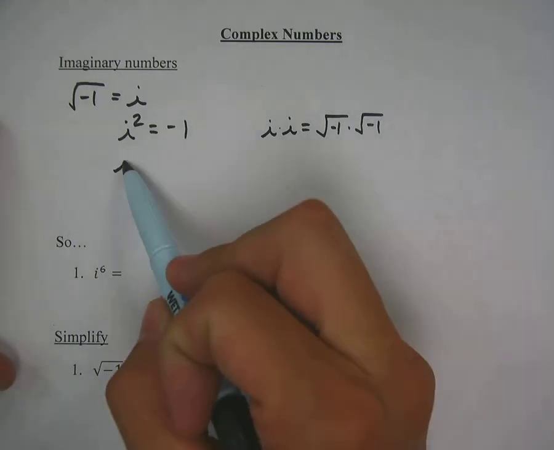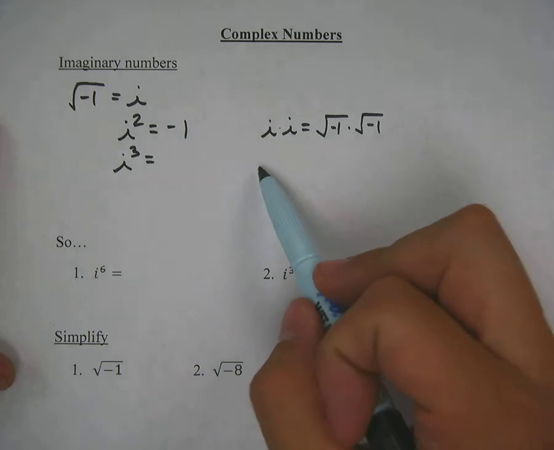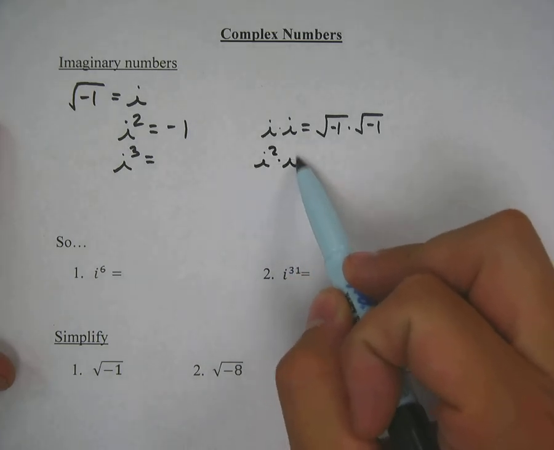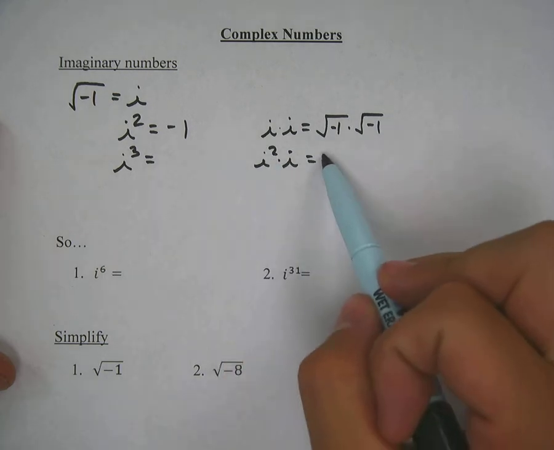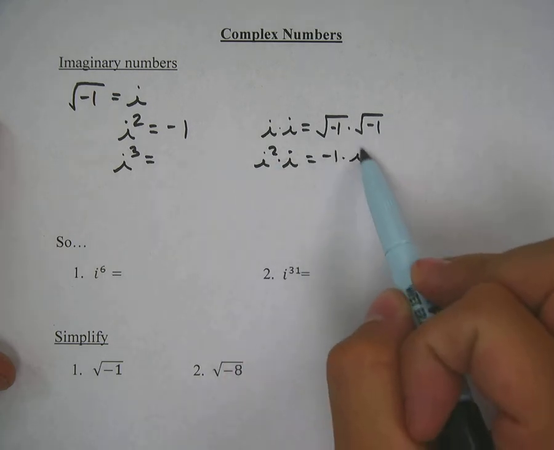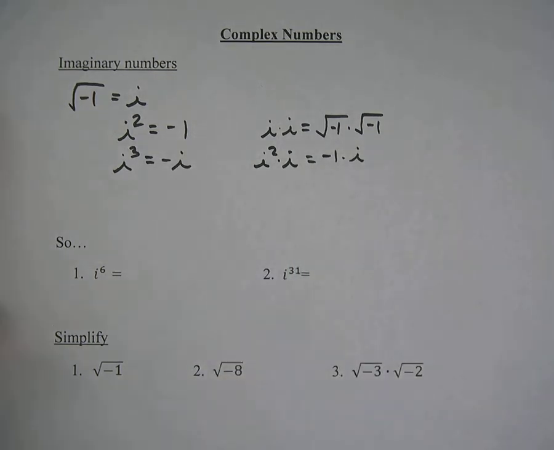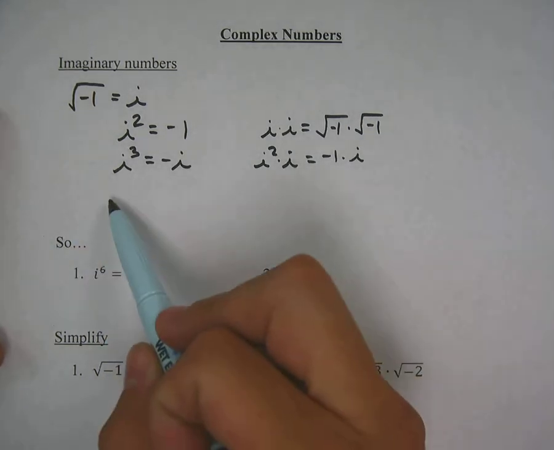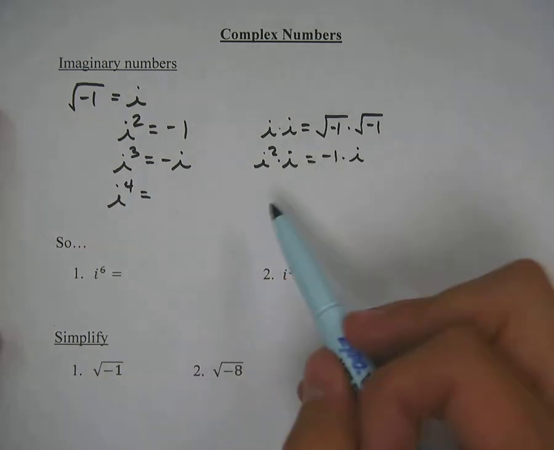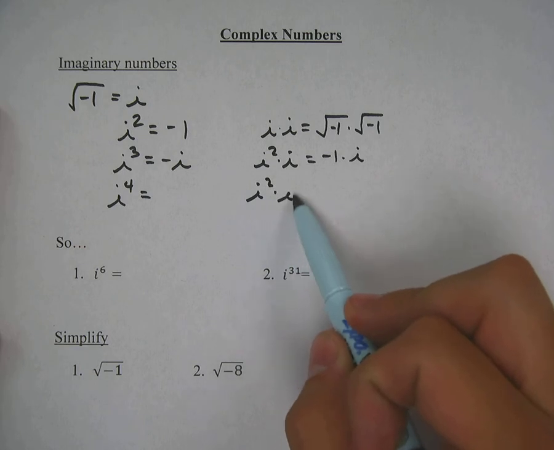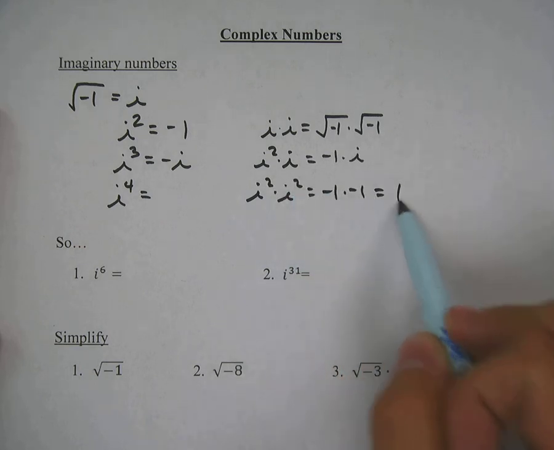What about i to the third? Well, i to the third is equal to i squared times i. If i squared is equal to -1, then i to the third is equal to -i. And if we continue on, what would i to the fourth be? Well, i to the fourth is the same thing as i squared times i squared, which is -1 times -1, which is 1.